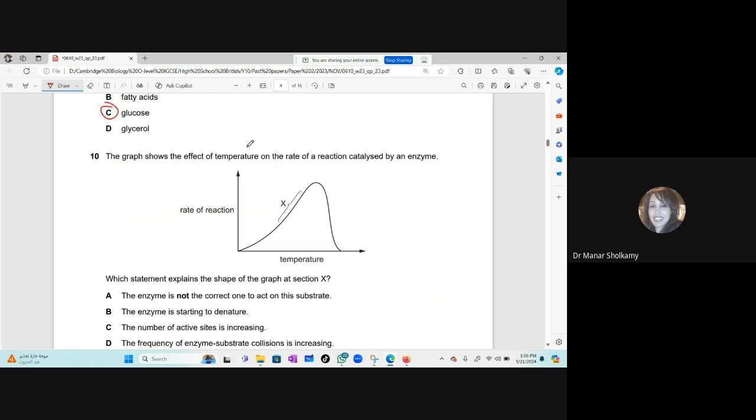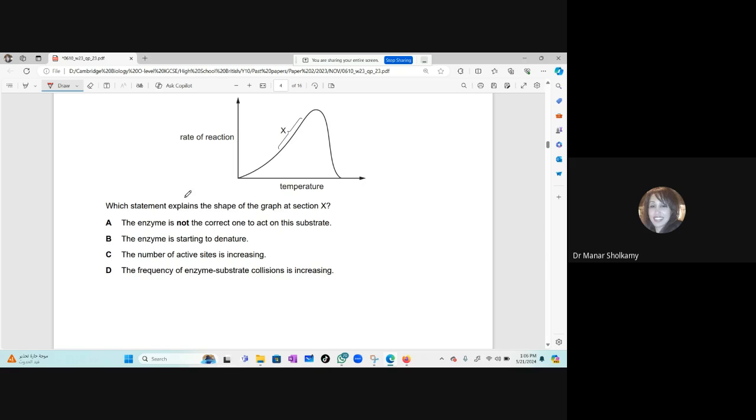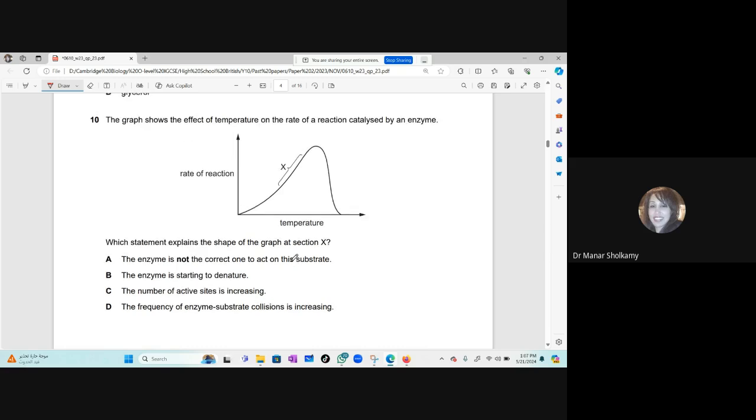Now, the graph shows the effect of temperature on the rate of a reaction catalyzed by enzymes. We're very familiar with this graph. Which statement explains the shape of the graph at X? The enzyme is not the correct one to act on this substrate. The enzyme is starting to denature. The number of active sites is increasing, or the frequency of the enzyme substrate collisions is increasing. D. Yes. Okay. I want you to score the full mark in the first 30 questions.